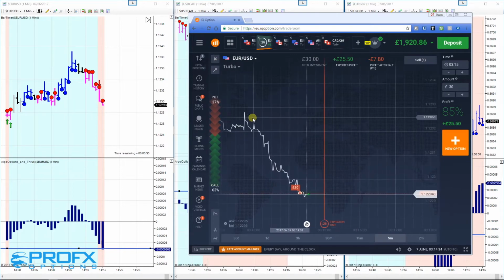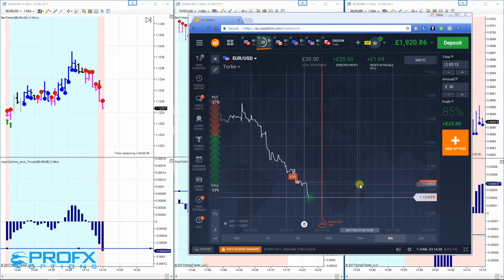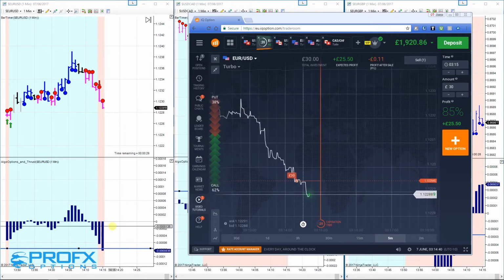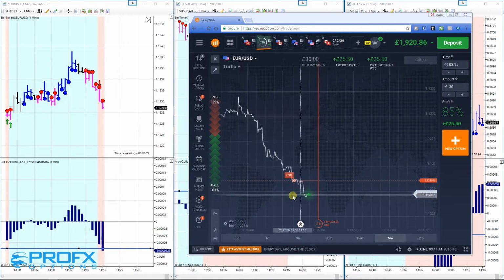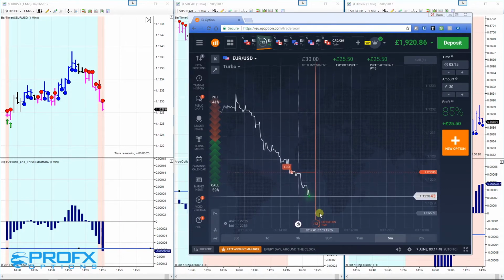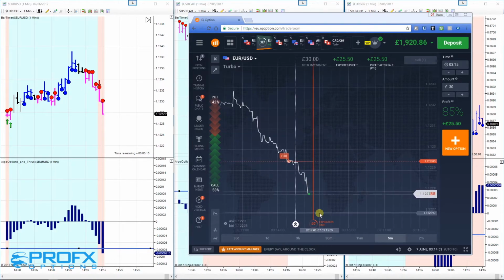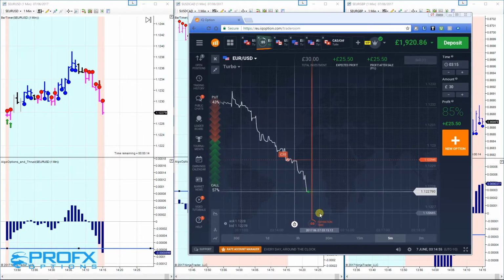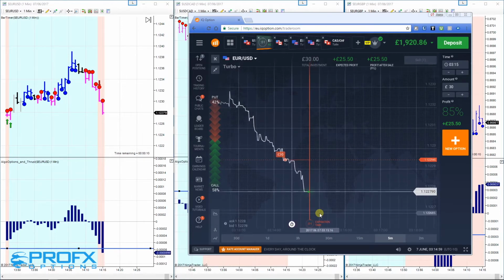So let me just maximize the euro dollar for you here, and we can see that the thrust bar is continuing to go down, and at the moment we are winning. So let's wait 14 seconds for this to expire, and if I do win, I have profited £25.50. Okay, so that's by following the 4 rules.